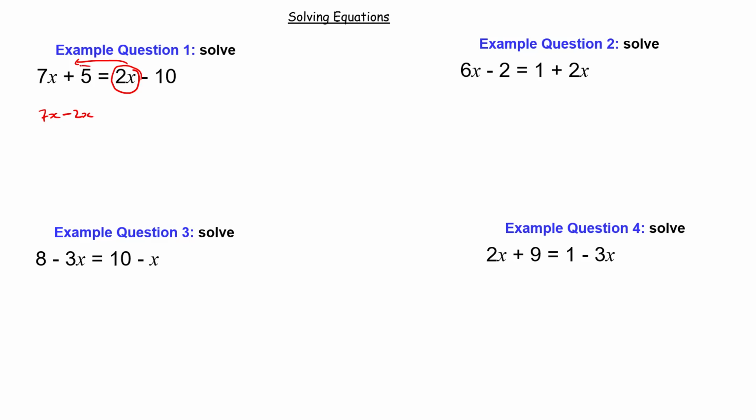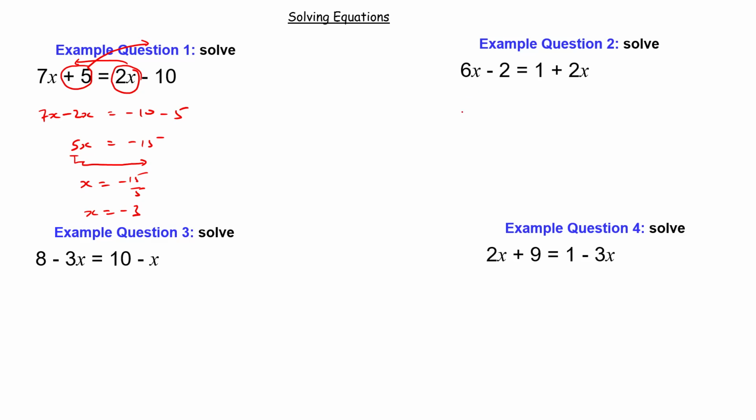At the same time I'm going to float that plus 5 over the other side, and that's going to become minus 5. So we've got minus 10 minus 5. Got to be very careful with the signs on these. 7x minus 2x is 5x, and minus 10 minus 5 is minus 15. To get the x on its own, use the escalator. 5 goes down the escalator under the minus 15, so x is equal to minus 15 over 5, and x is equal to minus 3.